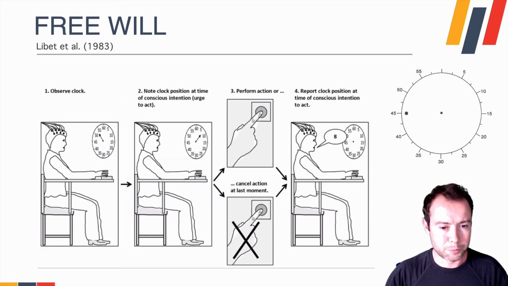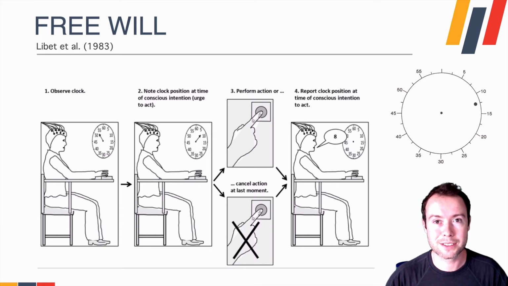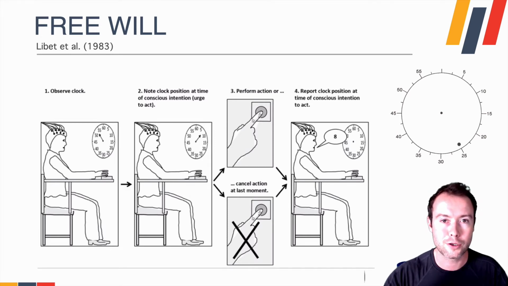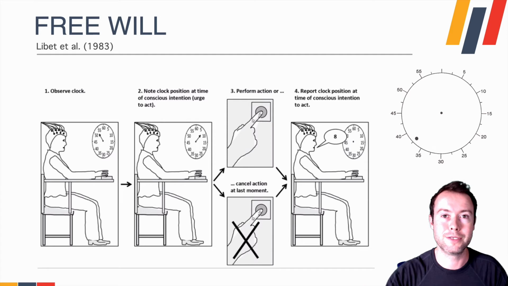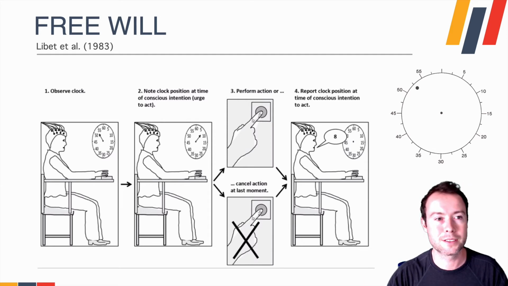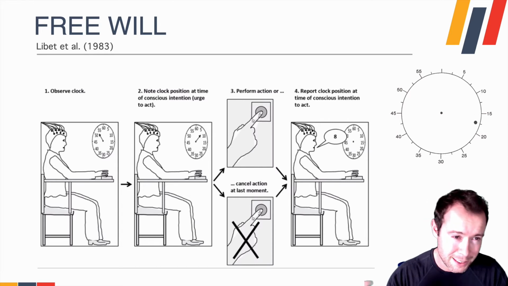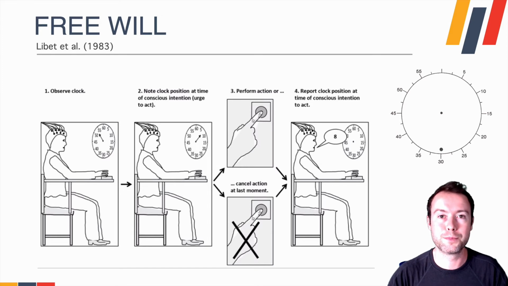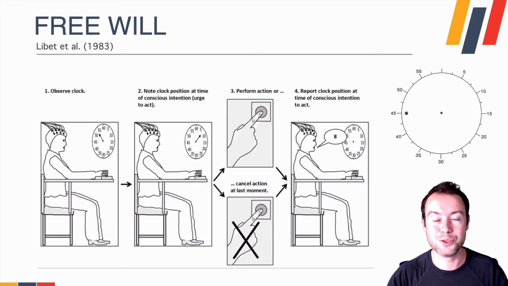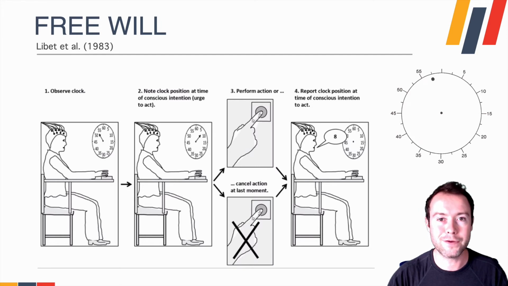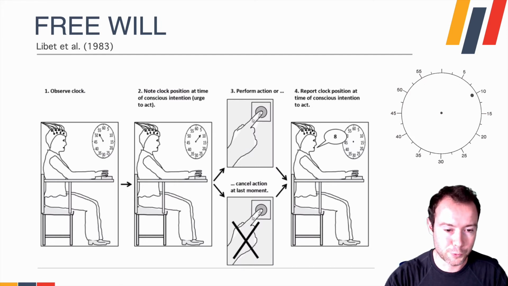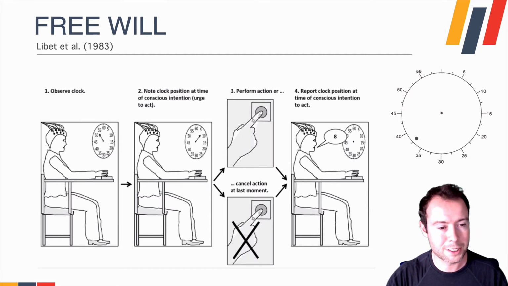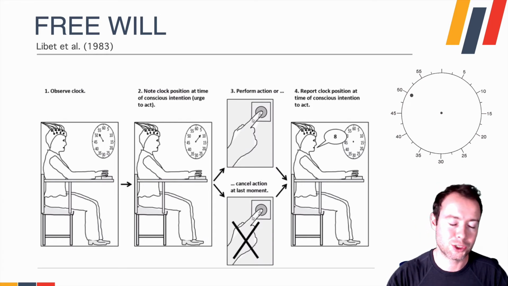Okay, so you should have a pretty decent idea of what was going on there, but just to be absolutely clear, you've got participants sitting in the laboratory and they're told to observe a clock. It was a special clock that rotated once every 2.56 seconds, and participants were told to move their finger at any time of their choosing. You have to use this clock to record the precise moment when you decide to initiate the movement. In different variants of the experiment, it would be when you choose to perform the action, or there might be an opportunity to cancel the action at the last moment. Certainly in the original 1983 one, it was just initiating the movement.